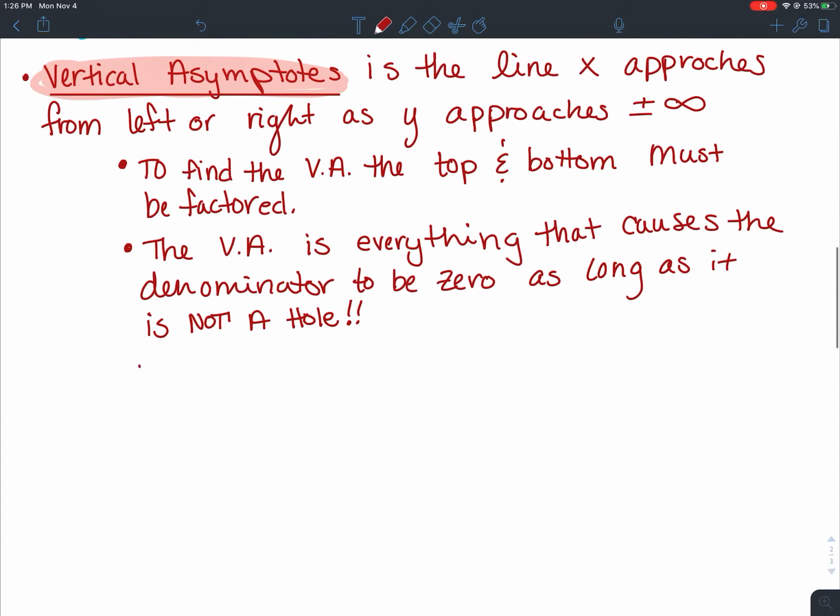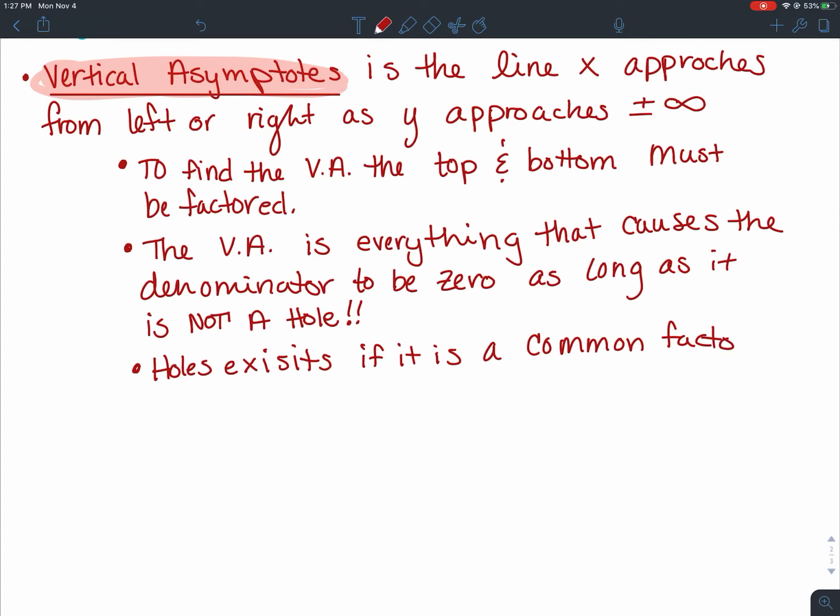So holes exist if there is a common factor on the top and bottom of the fraction.